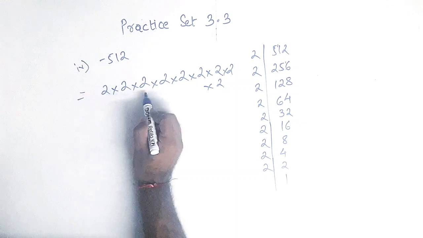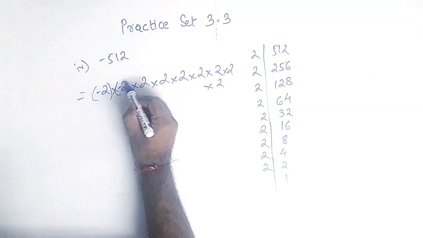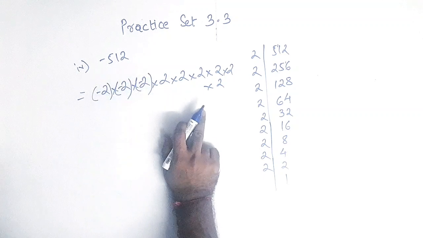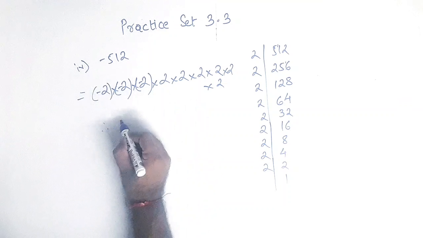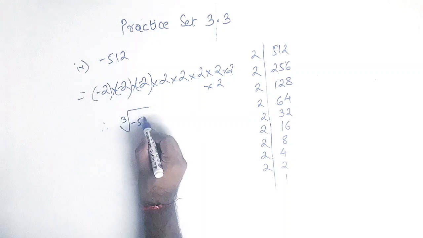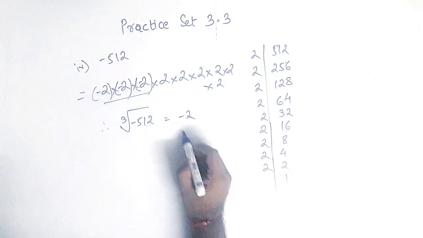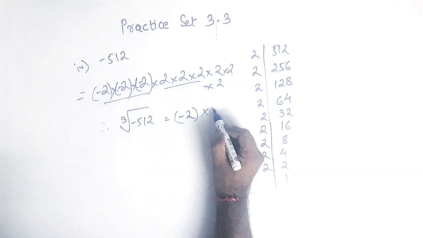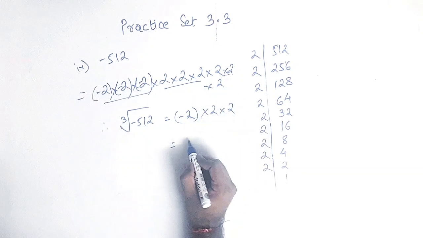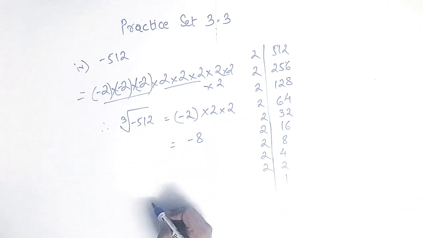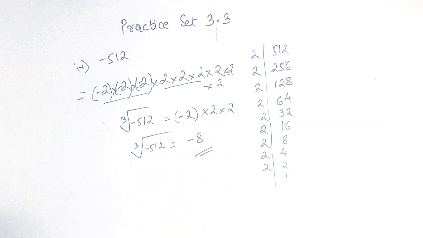Out of this, when I say a pair here, it means a set of 3. Minus 2 and minus 2, I'll write it like this. Then only we'll get minus 512. Therefore, cube root of minus 512 equals, this makes one minus 2, this makes another 2, and the other 3 makes another 2. So that is equal to minus 8. Your final answer, cube root of minus 512 is equal to minus 8.